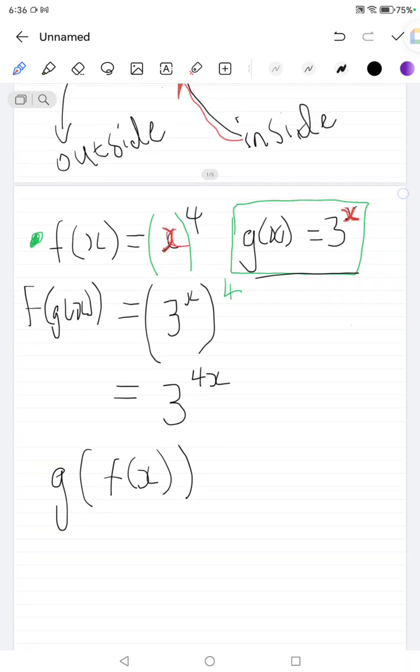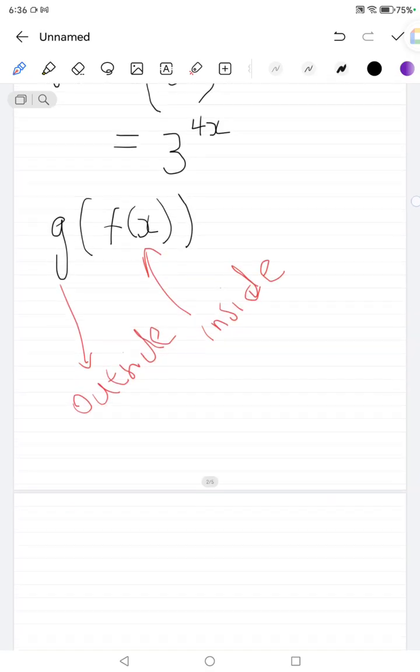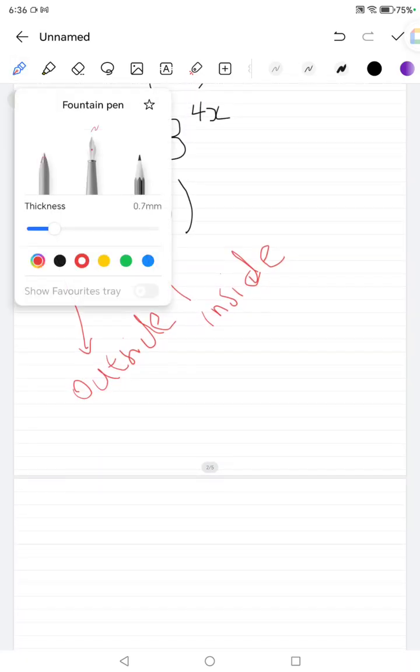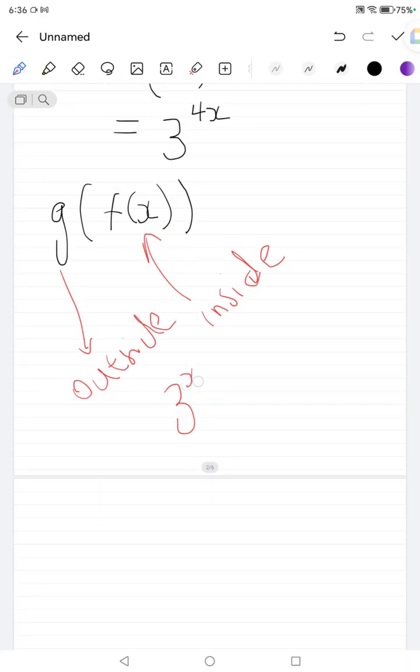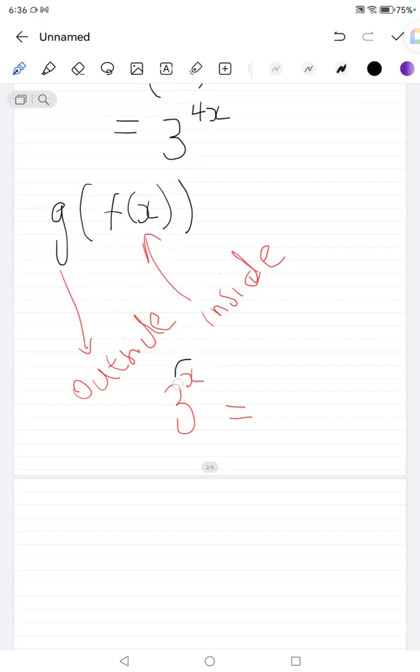So we have g of x, which is going to be on the outside. Then it means now your f of x is the one that's going on the inside. This is the one that's going on the inside, and this is the one that's already on the outside. So what do you have? You have your 3 to the exponent x, but you know you're supposed to place your other function where you see your x value.